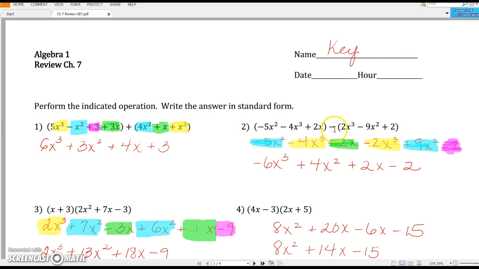On number 2, subtracting is more difficult. You are subtracting this. So you can see I wrote minus 2x to the third. You're subtracting negative 9x squared. Minus a negative would be a plus, and then you're subtracting the 2. I highly suggest you write these all out with their opposite sign, which is basically what happens when you distribute a negative through there, and then you can treat it just like you did this one and combine like terms.